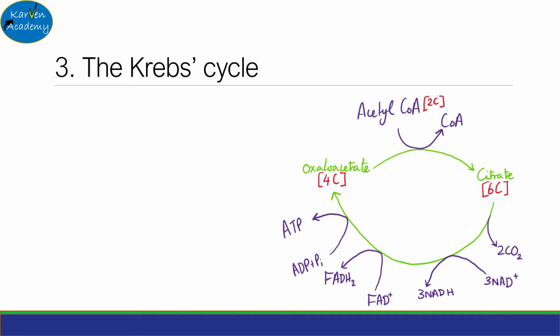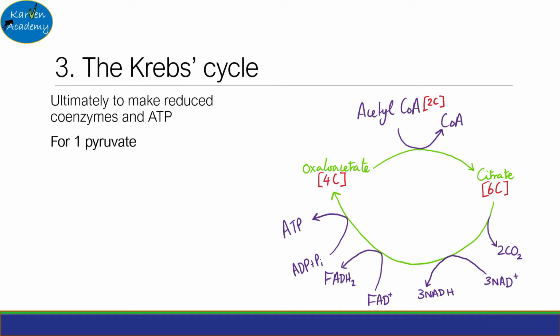Okay, let's start with the Krebs cycle. It's ultimately needed to make many reduced coenzymes and ATP. All you need to know is that for one pyruvate molecule you make one ATP, one FADH2, also known as reduced FAD, and 3 NADH, again also known as reduced NAD. The FADH2 is another coenzyme like NADH, and the specificity of its function is beyond the scope of A-level biology.